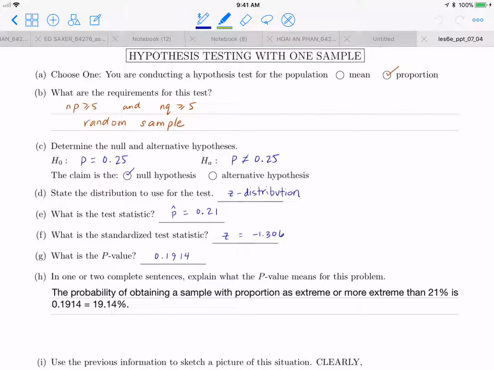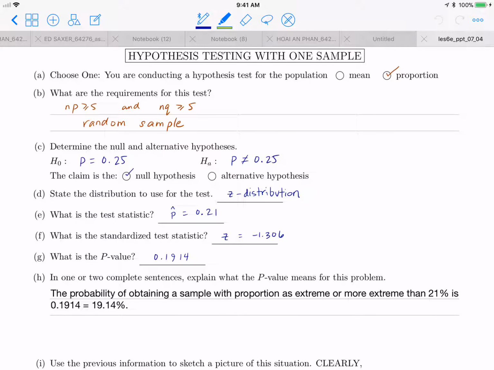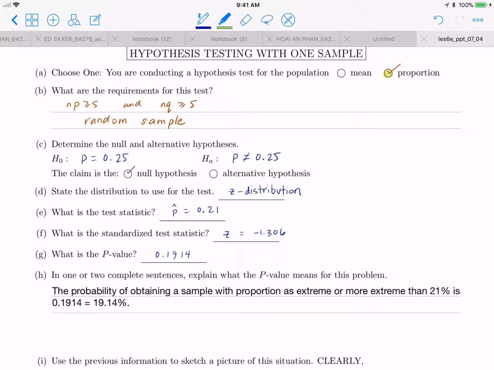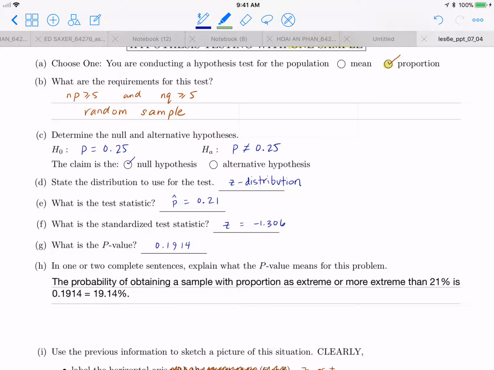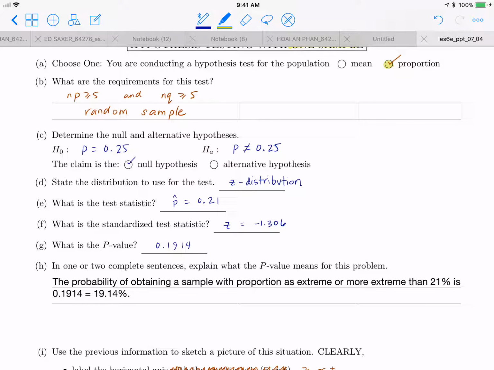And now, so we can go ahead, and I've filled this in here. Of course, we're conducting a hypothesis test for proportion, right? We have the same requirements, right? For any hypothesis testing with one sample, these are your requirements. We have our null and our alternative hypothesis. The claim is the null hypothesis. We'll be using the z distribution. Now, what is the test statistic? It's going to be p hat, okay, which is your 21%. Your standardized test statistic, we can calculate it with the same formula as before. Also, it should come up on your calculator.